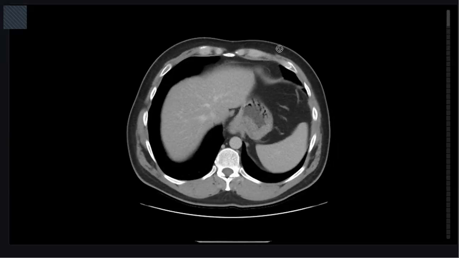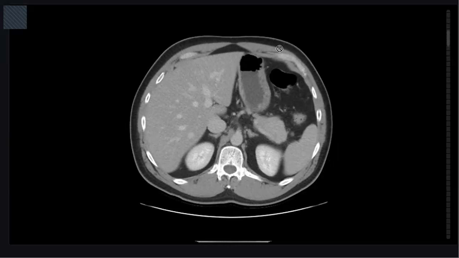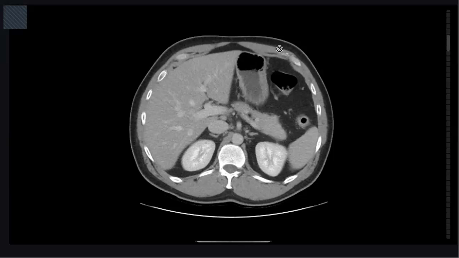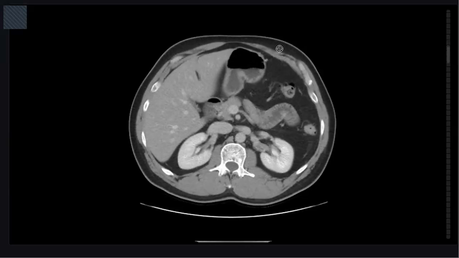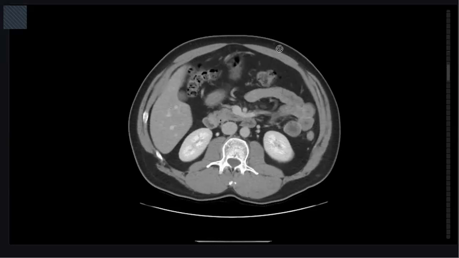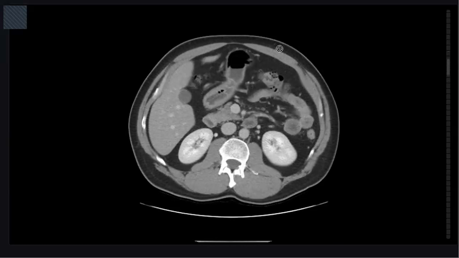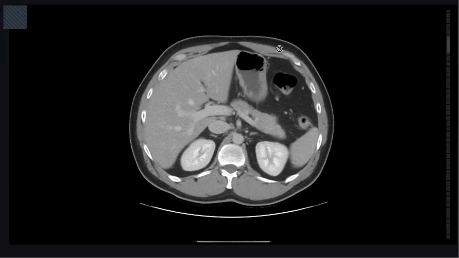I will go back to this area, as there is a focal bulge at this region with loss of the normal feathery appearance of the pancreas. It is worrying for any focal lesion, isodense in this study, yes, here at this area.